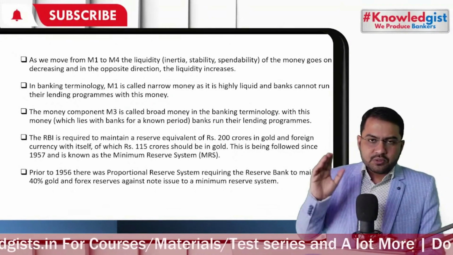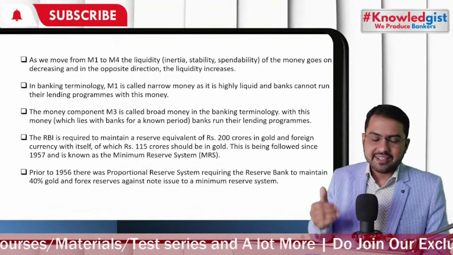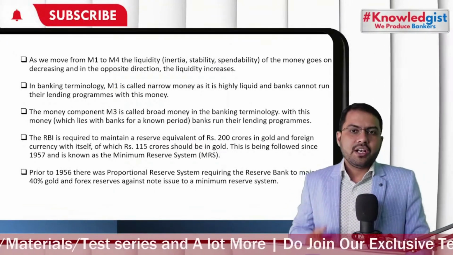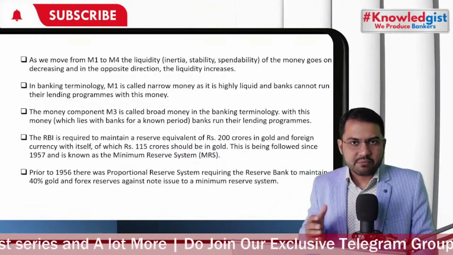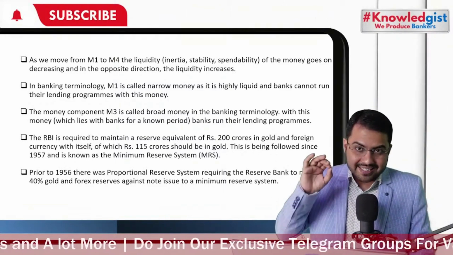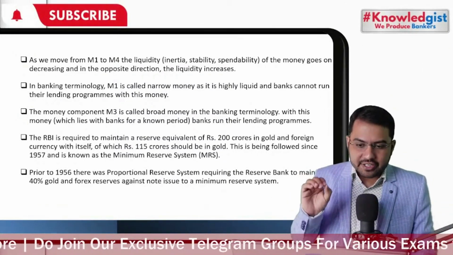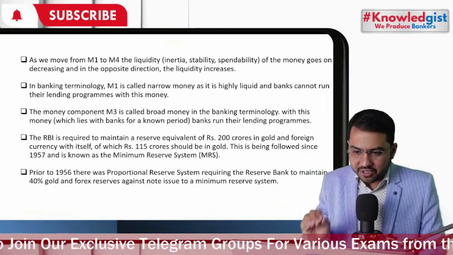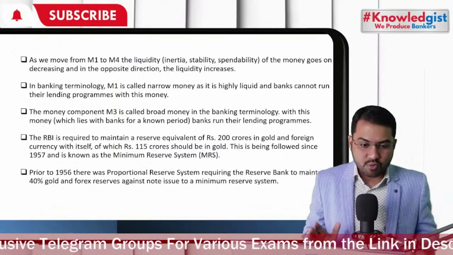So as we move from M1 to M4, the liquidity is being decreased. M1 is the most liquid aggregate of money, and M4 is the least. Clear? In banking terminology, M1 is called narrow money, and as it is highly liquid, banks cannot run their lending program without M1.